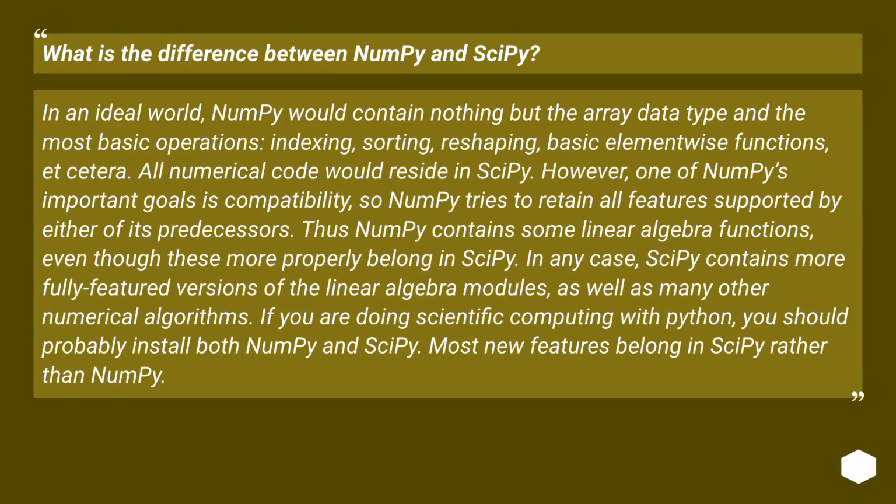What is the difference between NumPy and SciPy? In an ideal world, NumPy would contain nothing but the array data type and the most basic operations: indexing, sorting, reshaping, basic elementwise functions, etc. All numerical code would reside in SciPy. However, one of NumPy's important goals is compatibility, so NumPy tries to retain all features supported by either of its predecessors. Thus, NumPy contains some linear algebra functions, even though these more properly belong in SciPy.